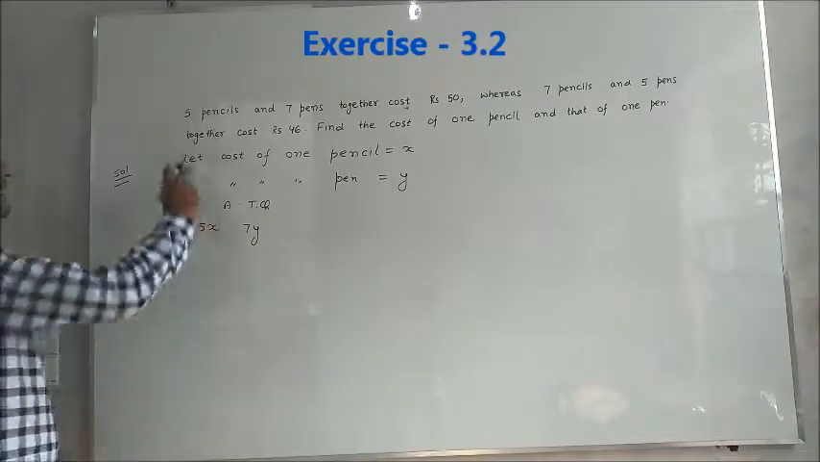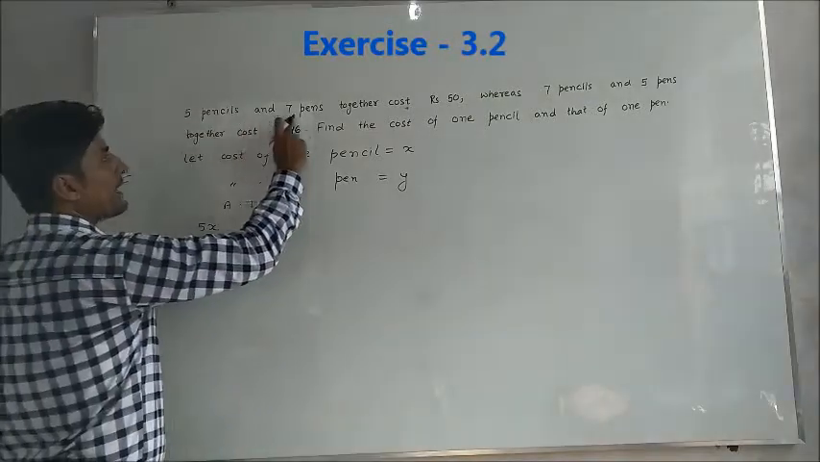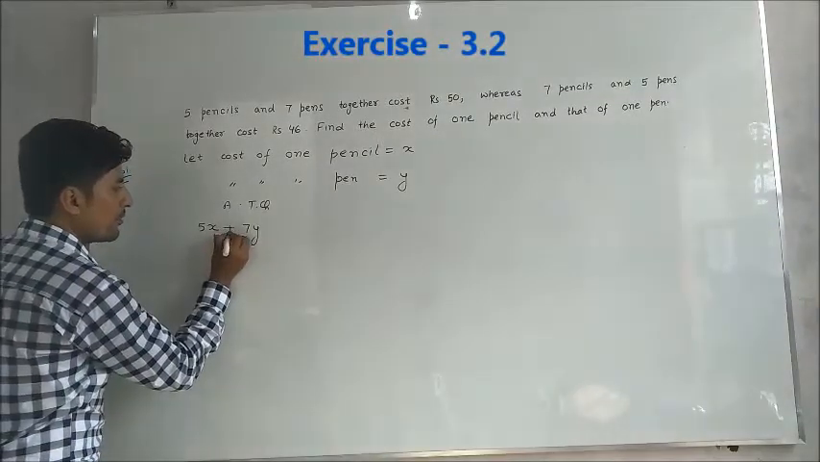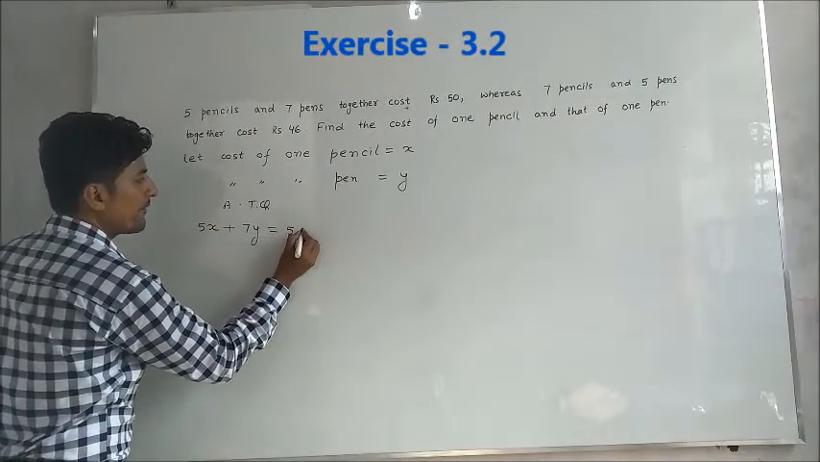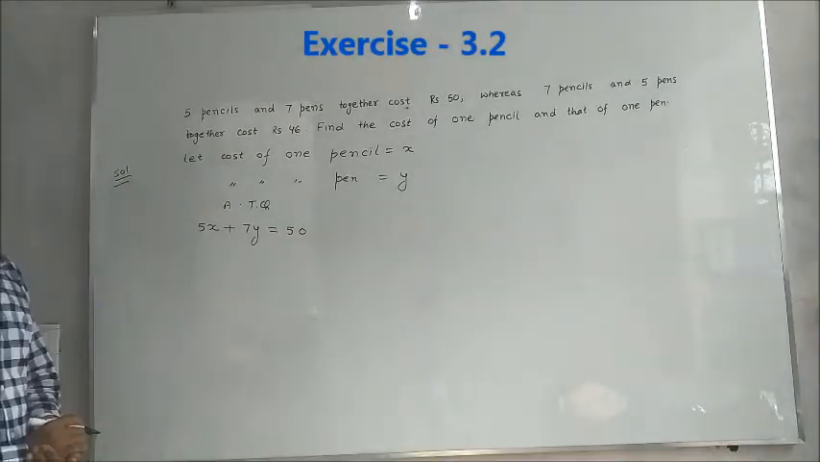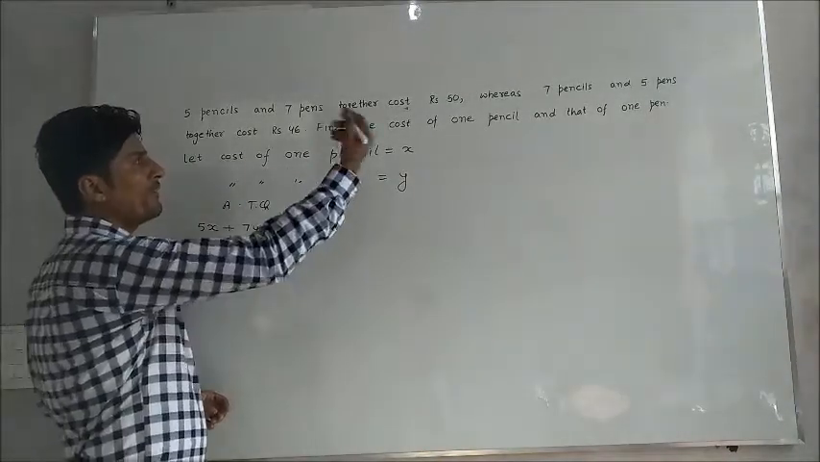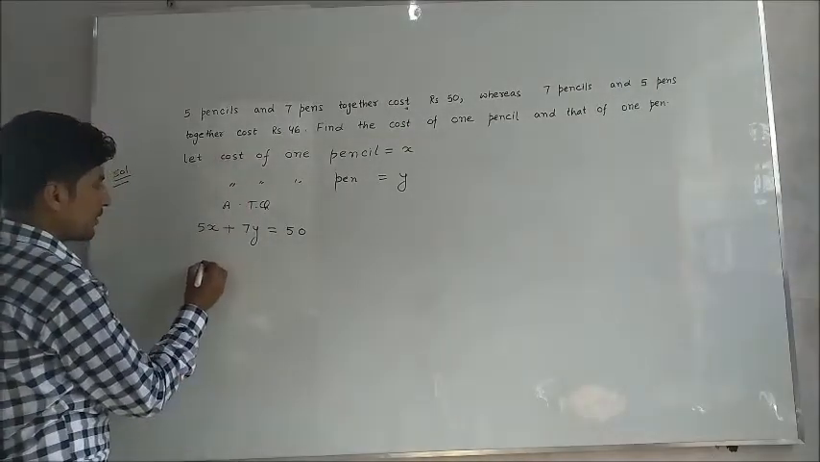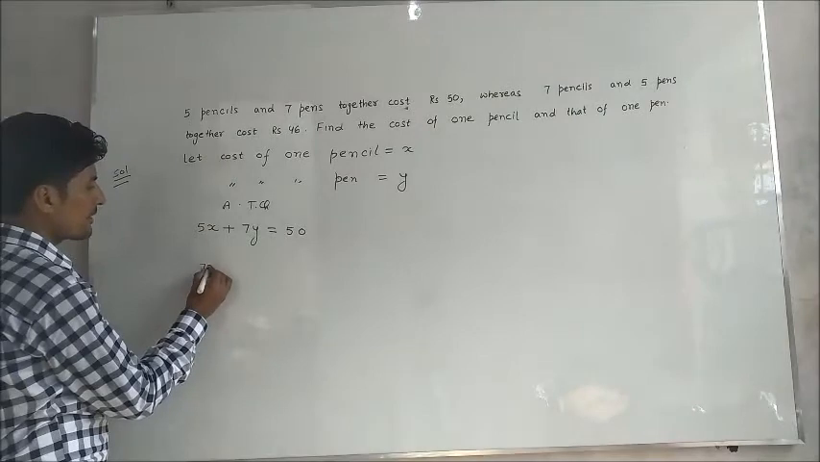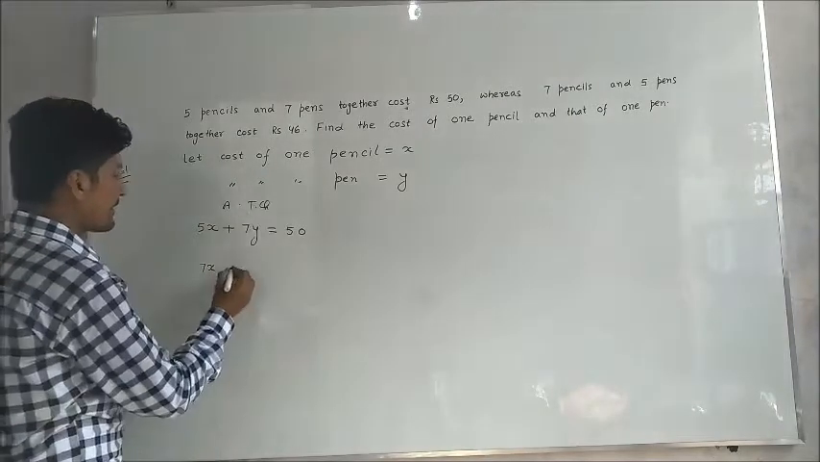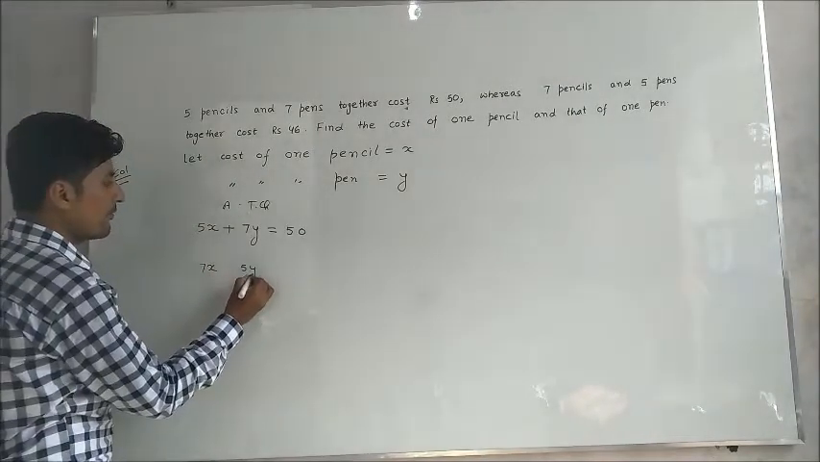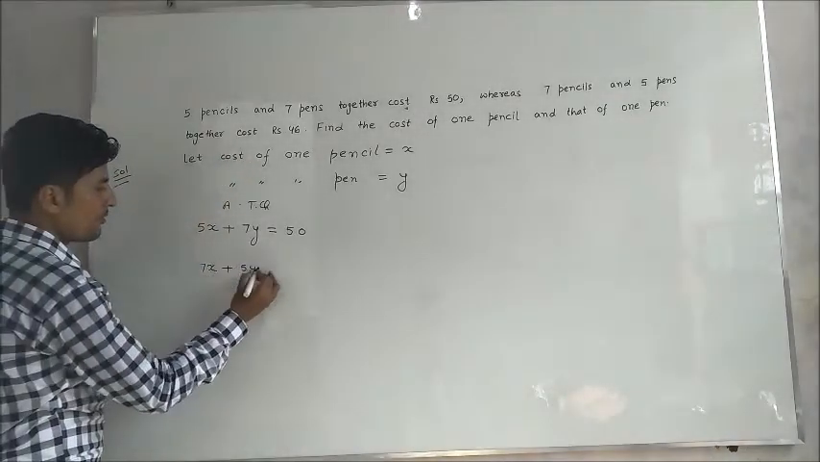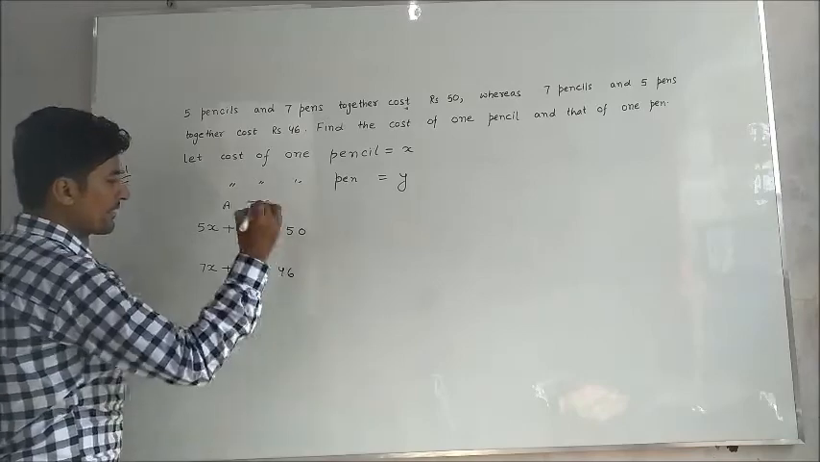Now let us see the first line. 5 pencils and 7 pens means 5x plus 7y. Together cost ₹50. The cost of both is equal to ₹50. So this is our very first equation. Similarly, we have to form the second equation also. The cost of 7 pencils will be 7x, and the cost of 5 pens will be 5y. Together cost ₹46. The cost of both is equal to 46.